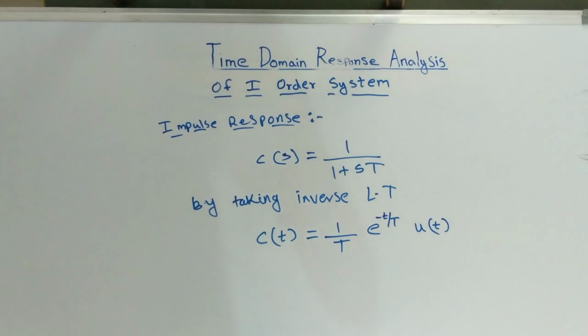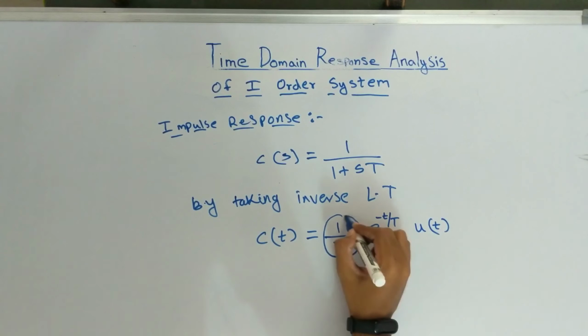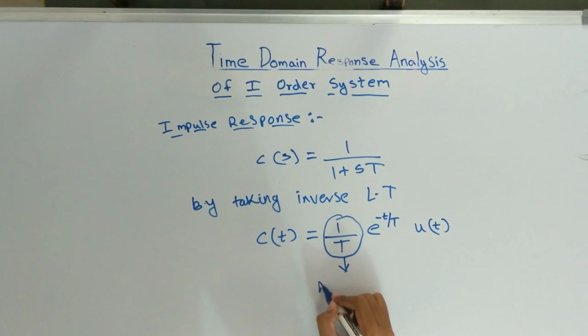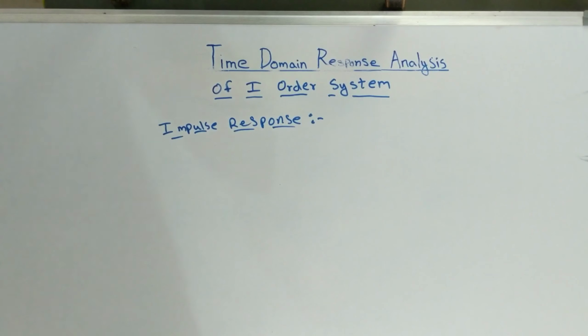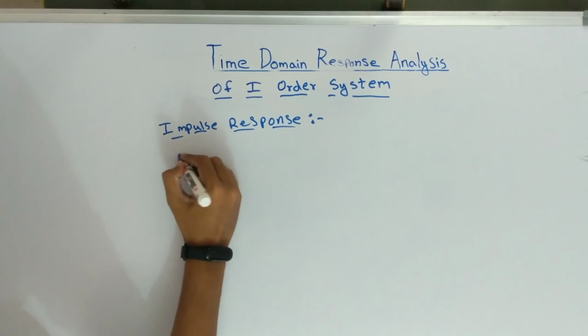But note, the 1 upon T in front is the amplitude part, not the time part. Most people get confused here. Though its notation is T, its position is amplitude, and hence its feature is amplitude. This confusion should be avoided. It will be clear with the following example.